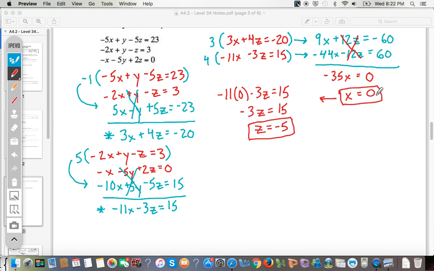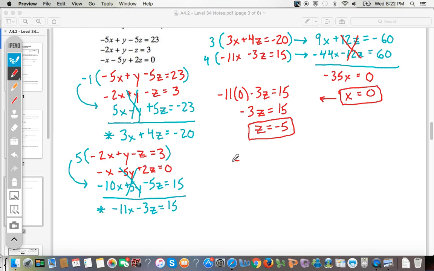Great. So now I have x equals 0, z equals negative 5. Still need to find y. So our notes tell us that we go right back to our original 3-variable system. We have 2 variables, so it doesn't matter which equation we use. We'll plug in x equals 0 and z equals negative 5. Again, doesn't matter which equation we use, and we can solve for y. So let's do the second one right here.